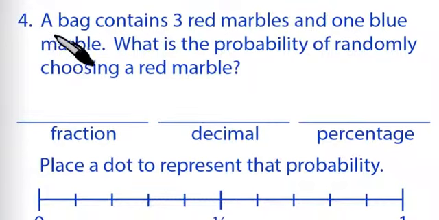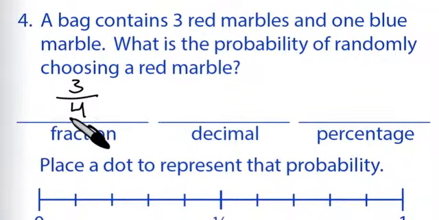For problem 4, we're told a bag contains 3 red marbles and 1 blue marble. What is the probability of randomly choosing a red marble? There are 3 red marbles, so there are 3 marbles that will give us what we're looking for. That means the numerator is going to be 3 in our probability fraction. The bottom number is going to be the total number of marbles, the total number of possibilities for pulling one out. There are 3 red marbles and 1 blue marble, so 3 plus 1 equals 4.